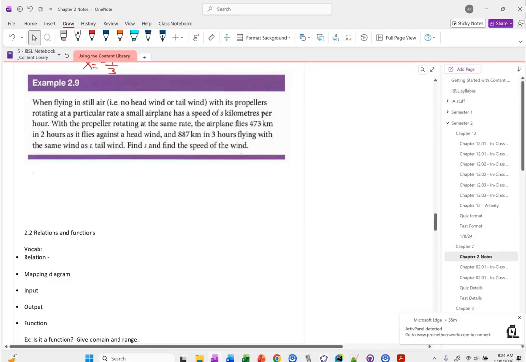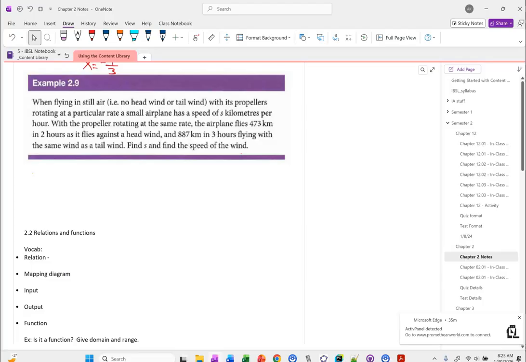Probably the hardest thing in this lesson is to cope with a story problem. So let's read this one. When flying in still air, i.e. no head or tail wind, with its propellers rotating at a particular rate, a small airplane has a speed of s kilometers per hour. With the propeller rotating at that same rate, the plane flies 473 kilometers in 2 hours as it flies against a headwind, and 887 kilometers in 3 hours flying with the same wind as a tailwind. Find S and the speed of the wind.